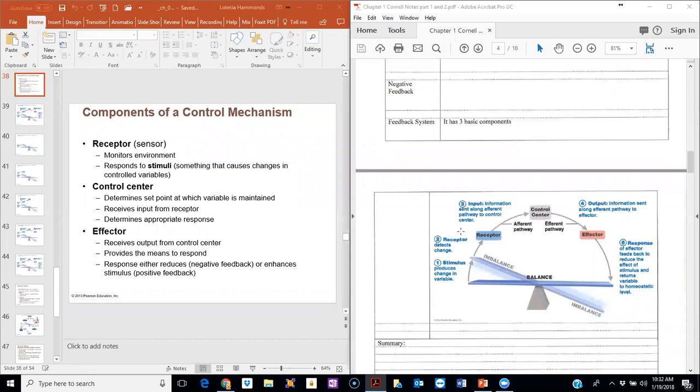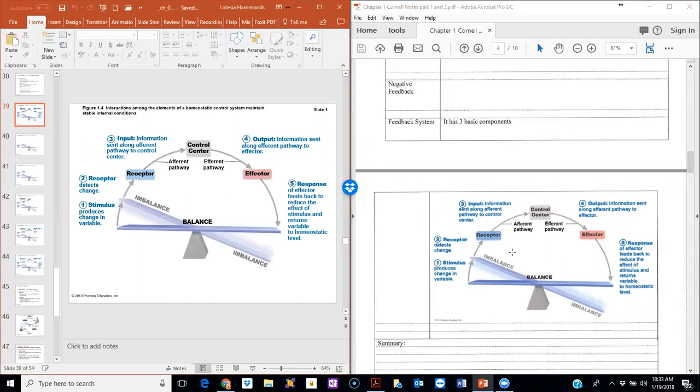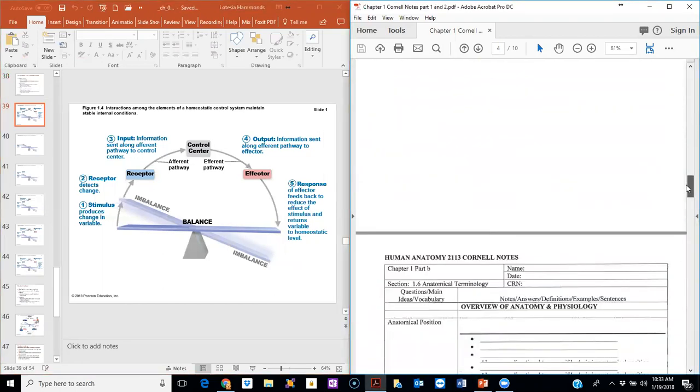All right, so looking at this diagram, I mentioned that you needed to know this diagram for your exam. If not, please put a star beside that. And it just kind of goes through the steps that I just explained. The stimulus is the point where something has triggered. The receptors will detect that change and then submit it on the afferent pathway, which is toward the control center. From there, it's processed and then sent out on the efferent pathway to your effectors, where it will try to get the body back to its homeostasis.